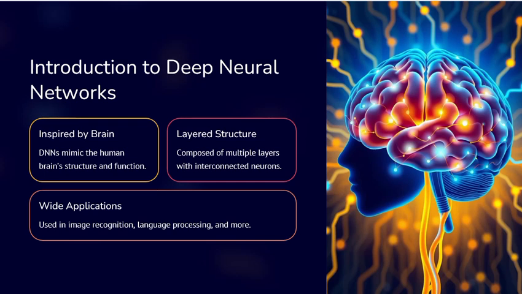Inspired by the brain means the concept of neural networks is biologically inspired, modeled loosely on the structure and function of the human brain. It includes two types, biological neurons and artificial neurons. Layer structure means DNNs are composed of multiple layers of artificial neurons, that is input layer, hidden layer and output layer. Wide applications: used in image recognition, language processing and more.